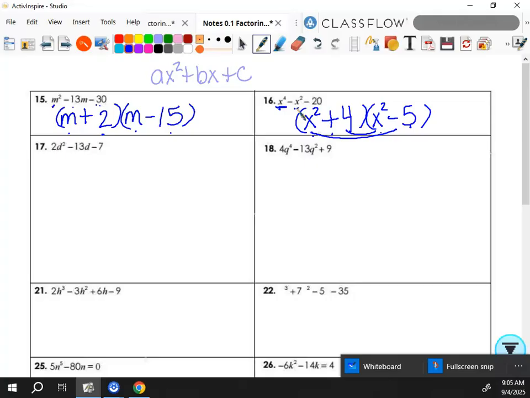Anything else? All right, so now we have one where a is not 1, a is 2. We try first always to factor out a GCF. Can I factor out a GCF? No. Wish I could, but I can't, right? We can't make stuff up.